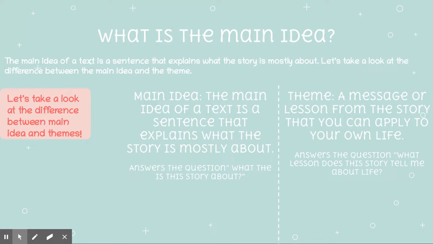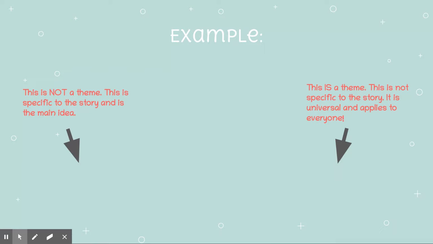Your theme is your message that you can learn from a story, and that's going to be universal. Lots of different stories are going to have the same theme, and it's going to be something that applies to everyone's life. Your theme is going to answer the question, what lesson does this story tell me about life? So your main idea might not be something that is the same for everyone, but your theme is going to be for everybody who reads the story.